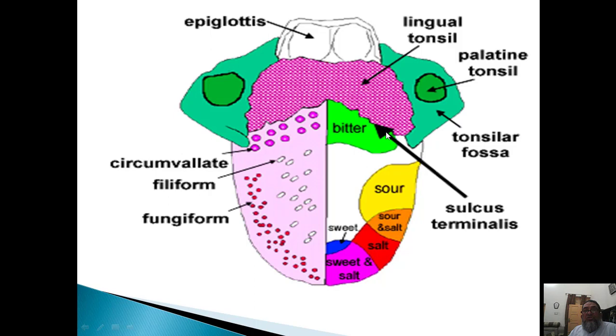The area for bitter taste sensation is most posterior, close to the V-shaped sulcus. The sour taste is on the middle of the lateral part, whereas salty is the anterior lateral part, and sweet is the anterior-most at the tip. So these are the locations of the taste sensation, carried by afferent nerves from the taste buds toward the higher center, the solitary nucleus.